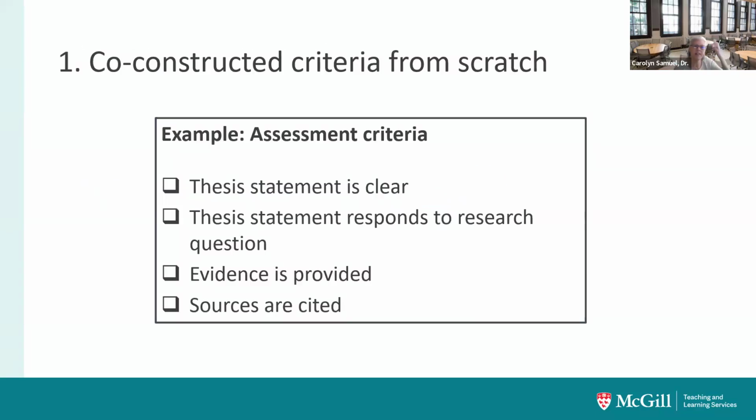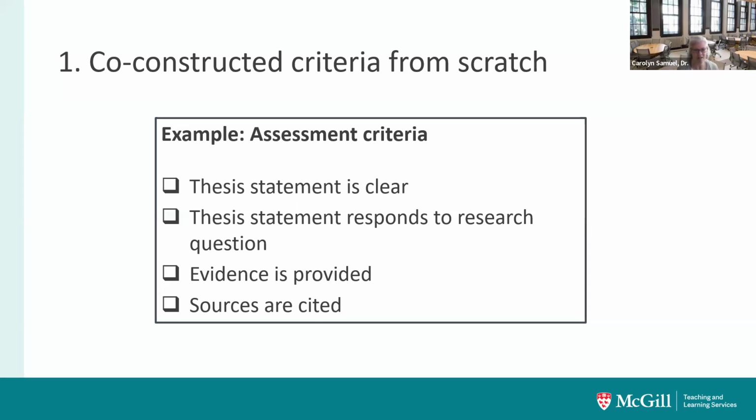So co-constructing criteria from scratch. I've got some criteria on the screen here. They're fairly standard. We just went for something that is typical for writing assignments or research papers. You might give your students a list. It doesn't have to be a rubric. In this case, it's a checklist where it says thesis statement is clear and thesis statement responds to research question, evidence is provided, sources are cited.